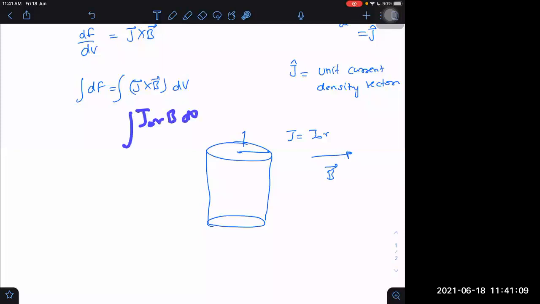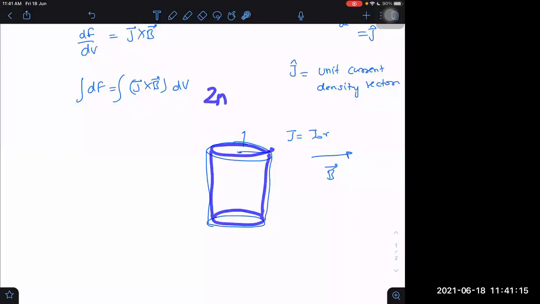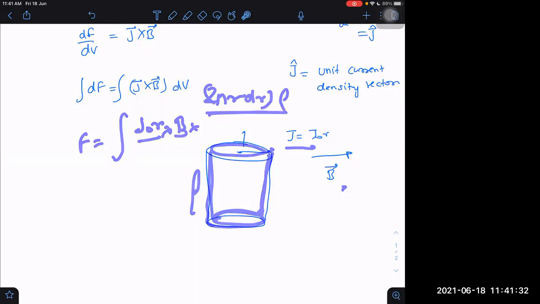dV will be what? Which volume do I have to take here? Volume element. So the volume element will be equal to 2 pi r into dr into L, if L is the length, meaning a cylindrical shell element. That is the volume. What is the J value? J is equal to J naught into r. What is the B value? That is B only. So J naught into r into B into 2 pi r dr into L, integral. That will give us the net force in this.